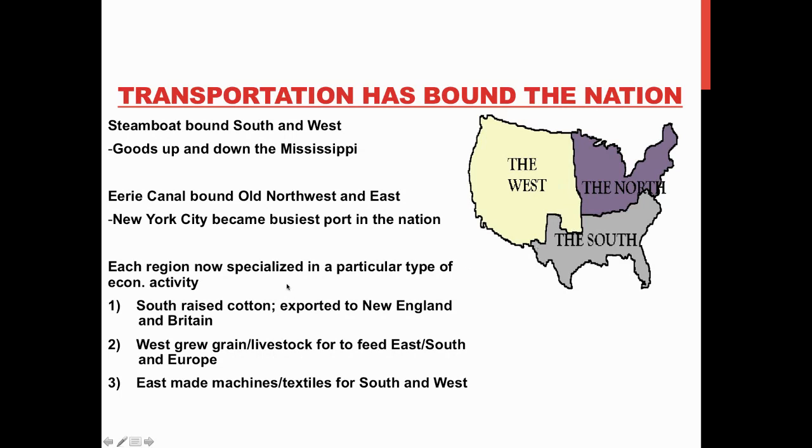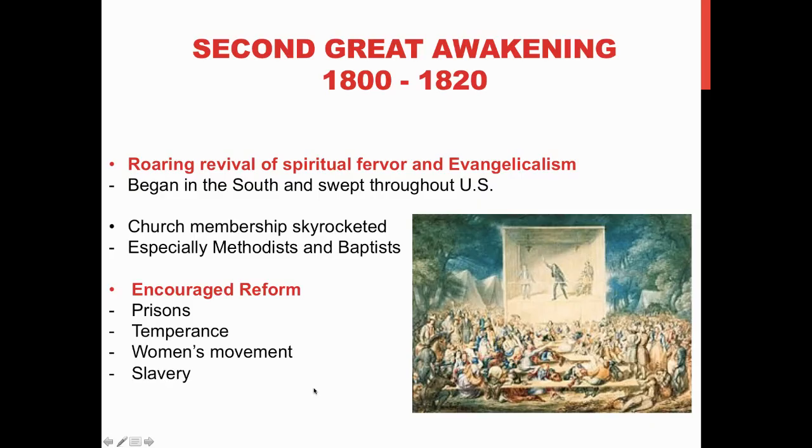And each region now, because of this transportation, can specialize in a particular type of economic activity. The South is raising cotton. They're going to export to New England and to a much bigger extent to Britain. Britain is still by far the biggest buyer of Southern cotton. The West is going to grow grain and livestock to feed the rest of the country, the East, the South, and Europe. And then, of course, the East: manufacturing, machines, textiles, etc.